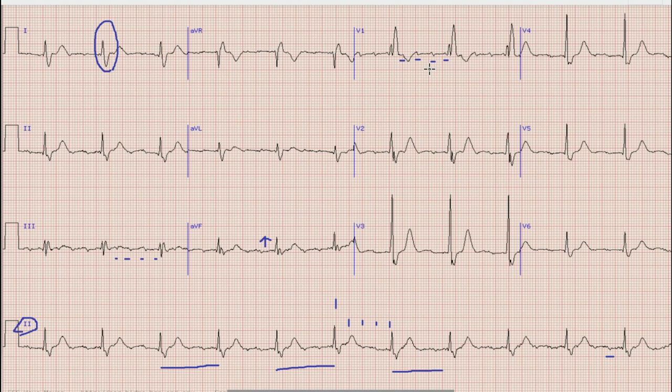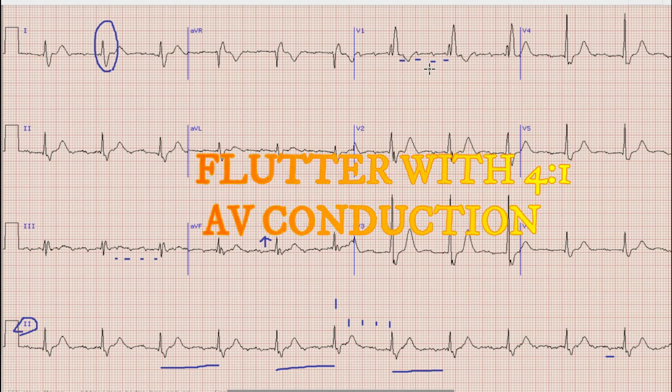75 beats per minute. So the presence of atrial activity at a rate around 280 beats per minute with 4:1 conduction and a negative P wave in lead 2 and lead 3 means that this is an atrial flutter with 4:1 AV conduction.